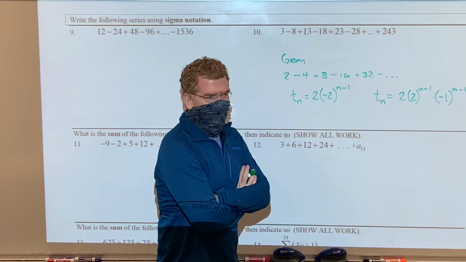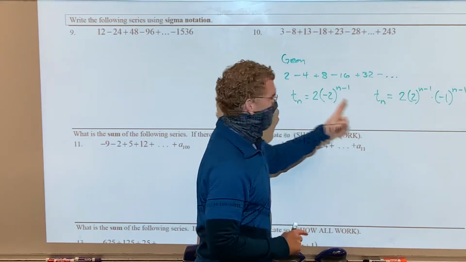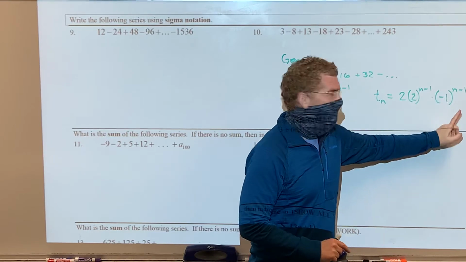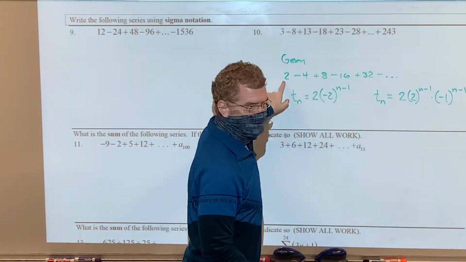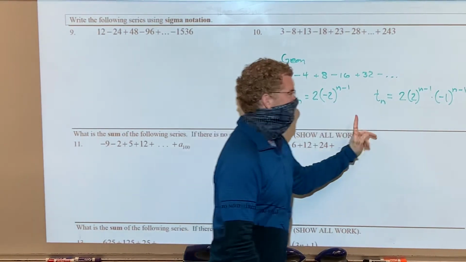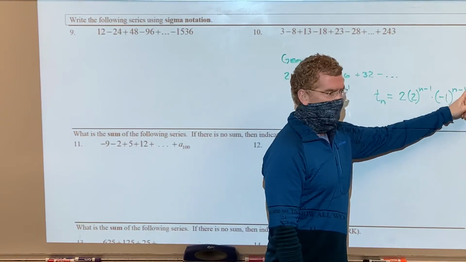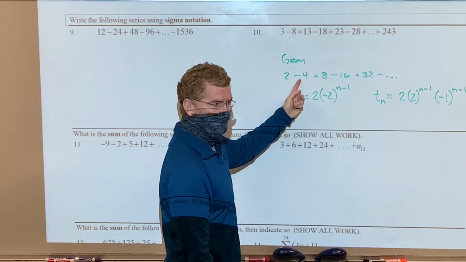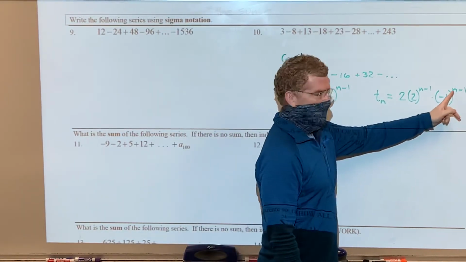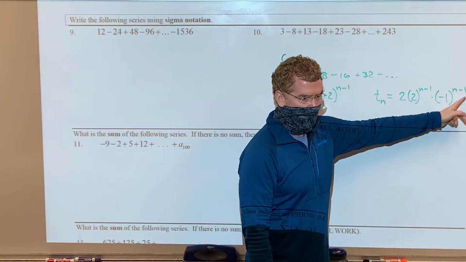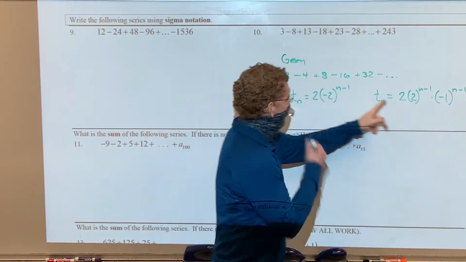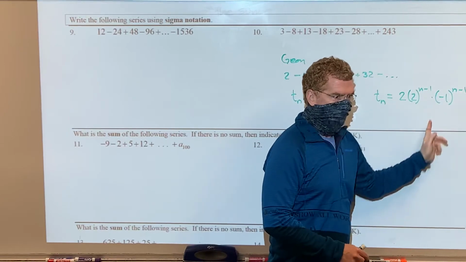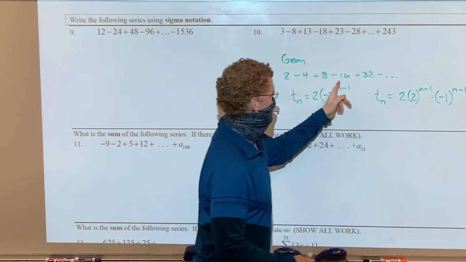Think about it. If I plug a 1 in, 1 minus 1 is 0, negative 1 to the 0 is 1, so it doesn't do anything to that. But if I plug a 2 in, negative 1 to the 2 minus 1 is negative 1 to the first, that's a negative. That changes the sign. If I plug a 3 in, 3 minus 1 is 2, negative 1 squared is positive, doesn't change the value. But if I plug a 4 in, 4 minus 1 is 3, negative 1 cubed is negative, changes the sign.